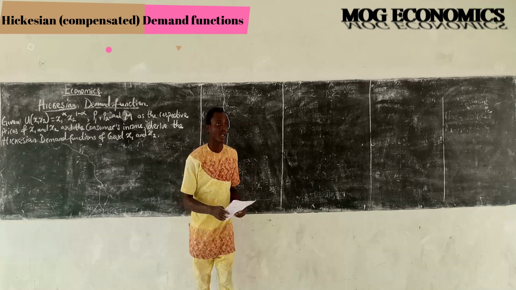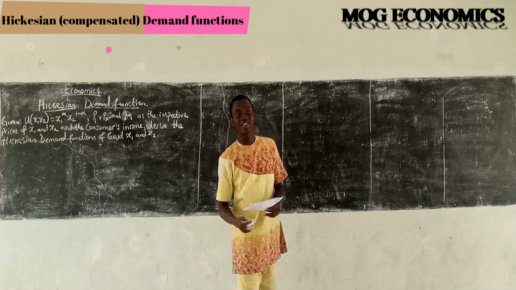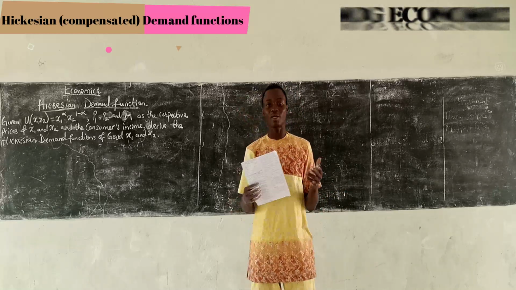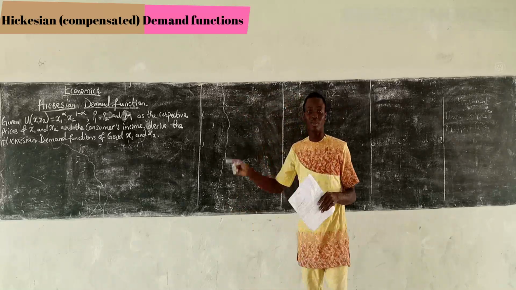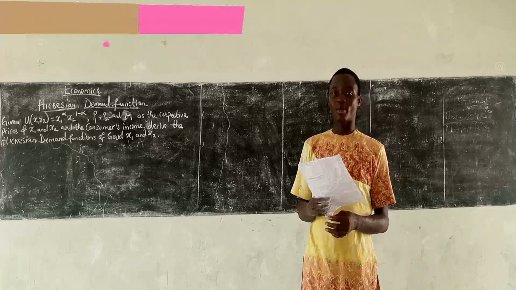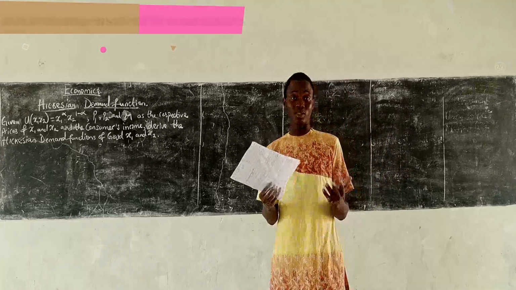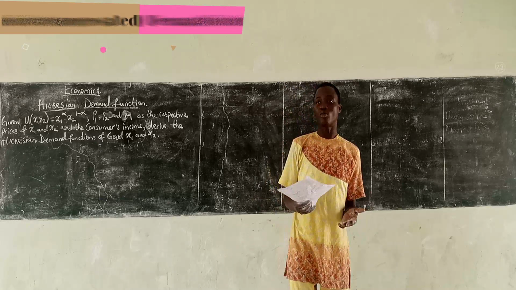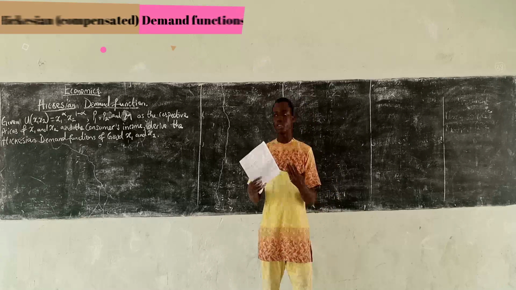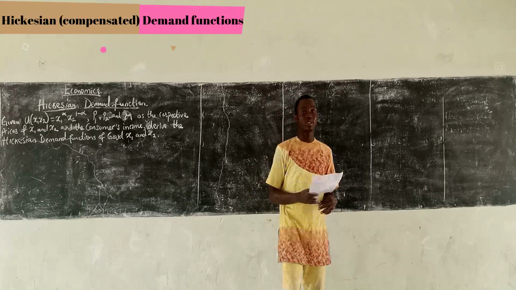Alright, beautiful people. We're talking about the Hicksian demand curve today, which is otherwise known as the compensated demand curve. Oh, I think it's the demand function, right? Okay. In the last class, we talked about the Marshallian demand function, and we were able to derive the Marshallian demand curve and the Marshallian demand function for two goods, considering the utility function that we have and the budget constraint.